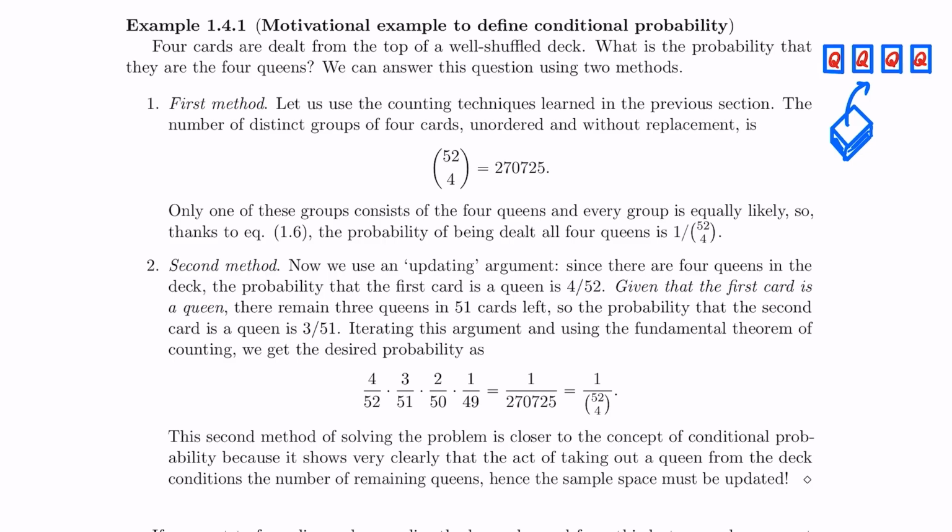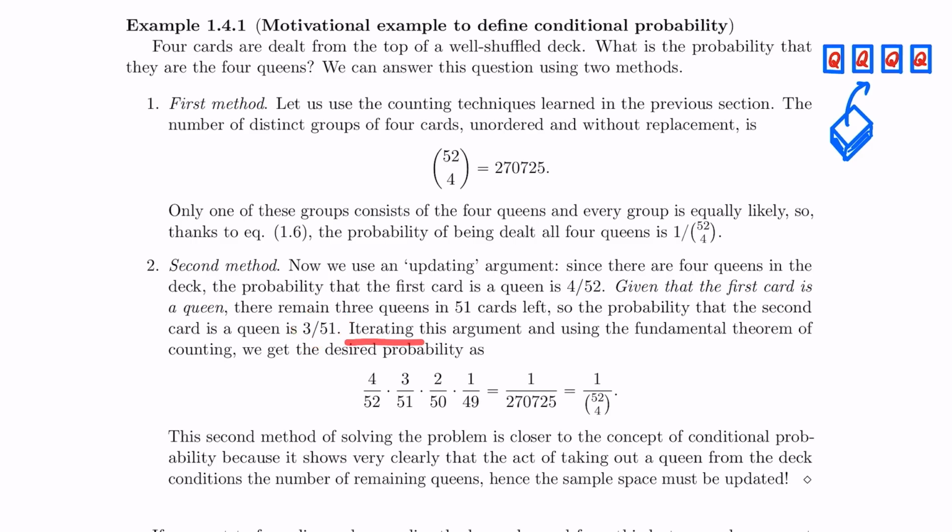Let's see what it means. We start by observing that there are 4 queens in the deck, so the probability that the first card is a queen is 4 divided by 52. Now, given that the first card is a queen, which means under the hypothesis that the first card is a queen, there remain 3 queens in 51 cards. So the probability that the second card is a queen is 3 over 51.